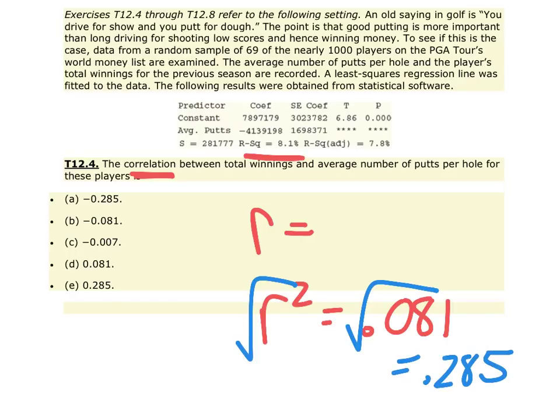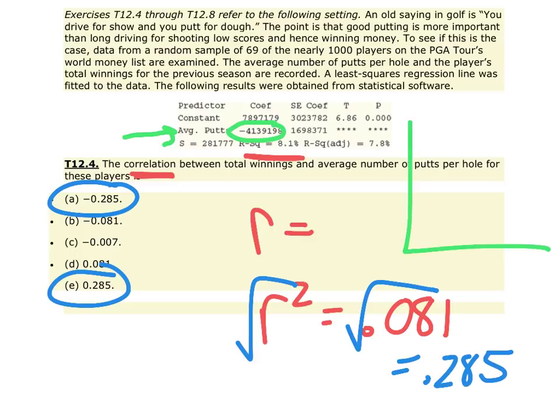Now the question is, is it letter E or is it letter A? Well, you have to look at the particular output. Remember from this, this is our slope, and the slope right here is a negative value. Because the slope is negative, if we were to graph the line, it's going to be going in a downward direction. Therefore, the correlation cannot be positive because correlation is direction with strength. So we need to show the direction by making it negative. The strength amount is the 0.285, so it's not the strongest line, but we do know that it's negative.